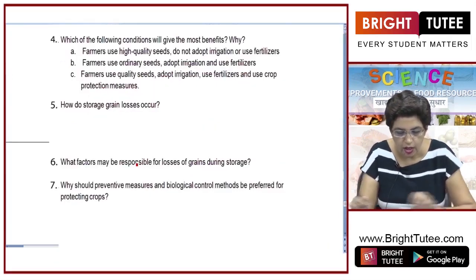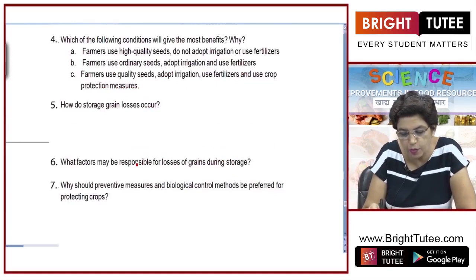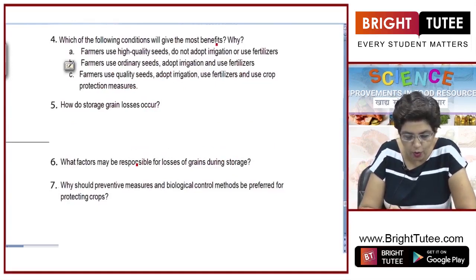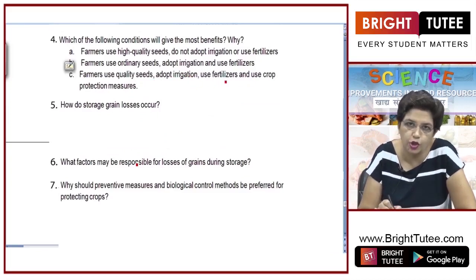Next question, which of the following conditions will give the most benefits and why? Option 1, farmers use high quality seeds but do not adopt irrigation or fertilizers. Secondly, farmers use ordinary seeds but adopt irrigation and fertilizers. Third, they use good quality seeds, adopt irrigation, use fertilizers and use crop protection method.